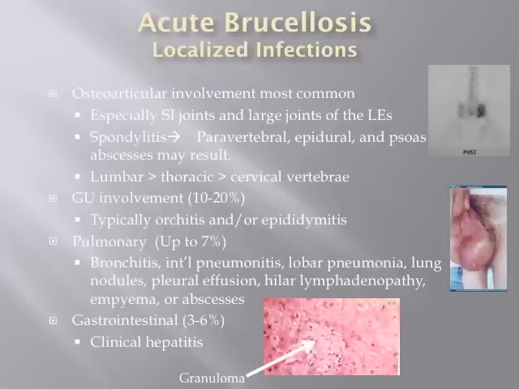Spondylitis can commonly occur, and that can be paravertebral, epidural. You can have psoas abscesses. So think about brucellosis in someone with a psoas abscess. And remember that it's not easy to suspect this unless you take a good history and ask about a food history, an employment history.